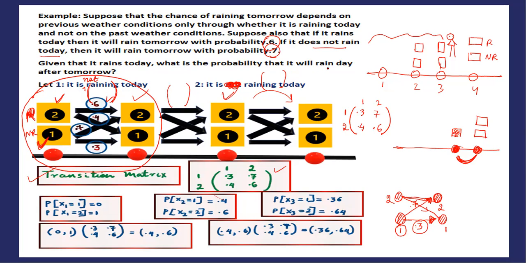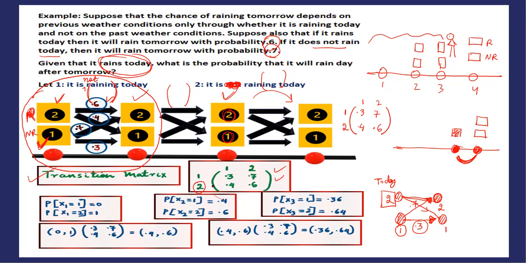What is the probability that it will rain day after tomorrow? That means we want to predict whether it will rain or not day after tomorrow. The probability we have to specify. Tomorrow's probability we know. Given that it rains today means we are at state 2 today. We are here, and we can use the transition matrix. We can say about tomorrow. The probabilities are given from 2.